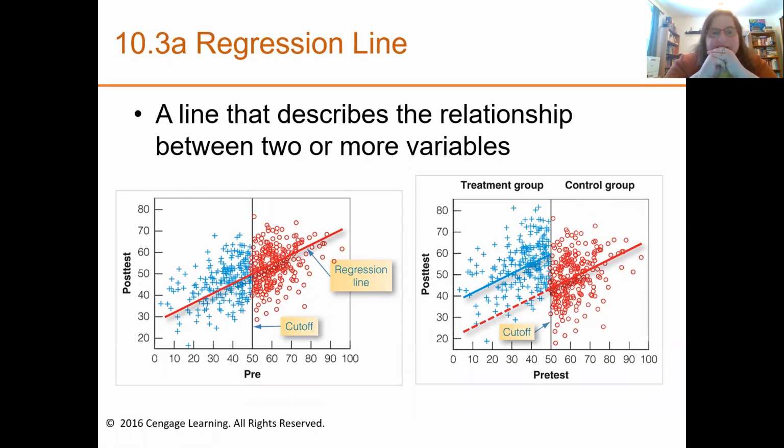So let's look at this. Here we have our cutoff. Here we have our regression line. And then here, let's look at the pretest. Here's our treatment group, our would-be control group lying beneath that because it didn't hit the cutoff.